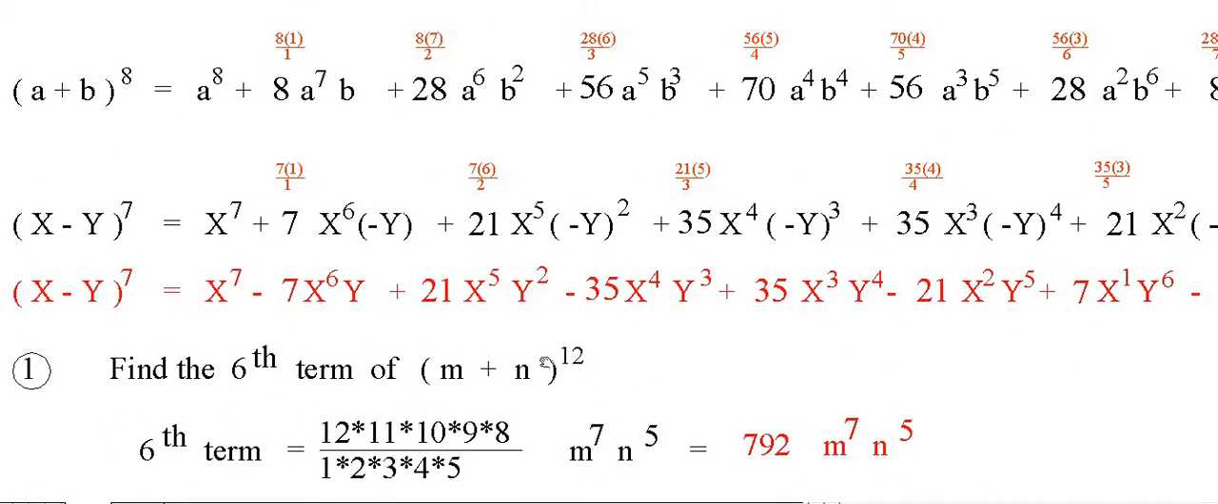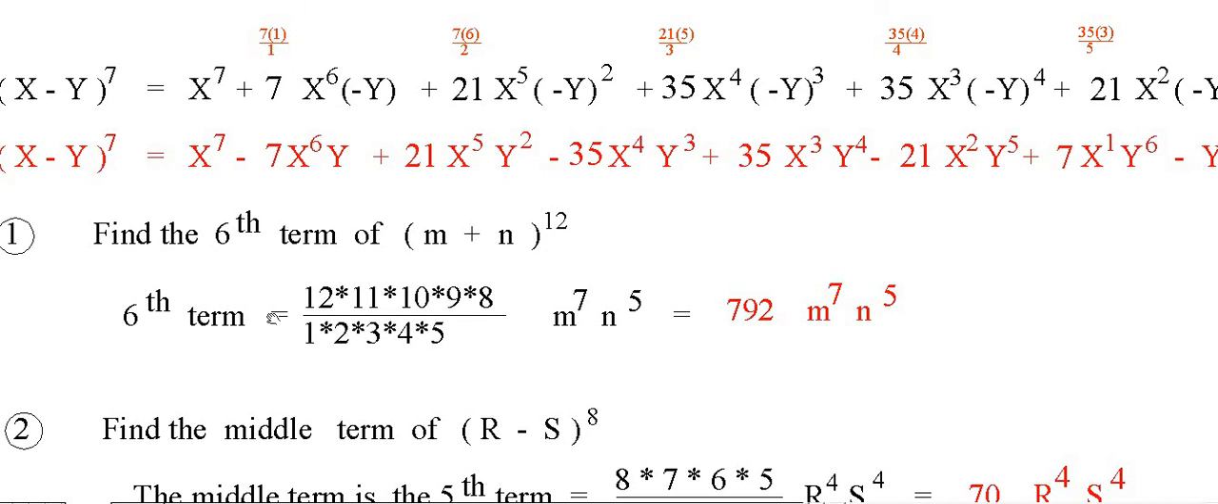Okay, reduce the nth term by 1. So if you are asked the 6th term, the exponent of the second literal coefficient must be 5, or 6 minus 1, 5. Then the exponent of the first literal is 7. The sum of these two, 7 and 5, must be the original exponent of the expansion.